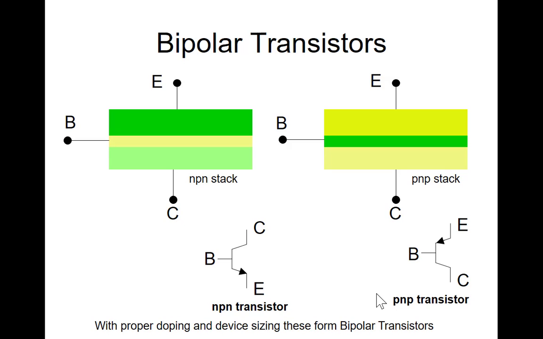If you dope these devices appropriately, and you have the right dimensions, we form a bipolar transistor. Just because we put PNP or NPN together doesn't necessarily mean we form a bipolar transistor or a decent bipolar transistor. But if you have the dimensions correct and the doping levels correct, then we'll form a bipolar transistor.